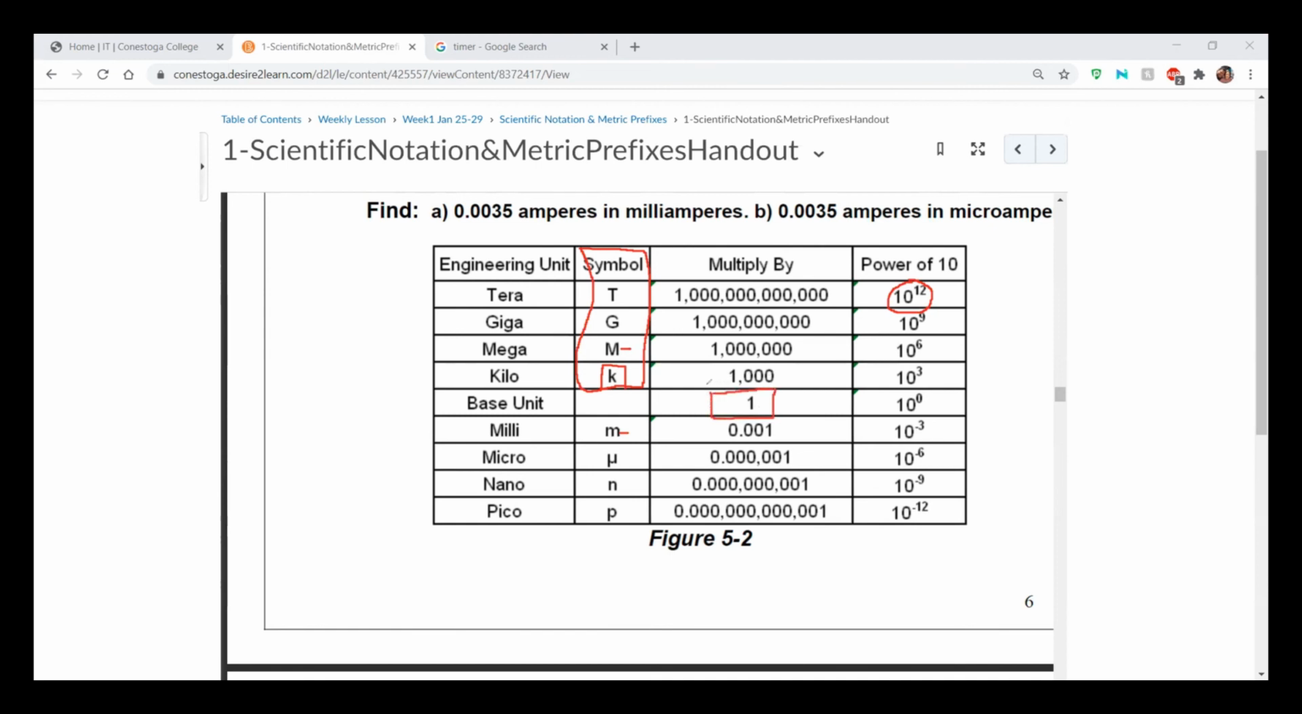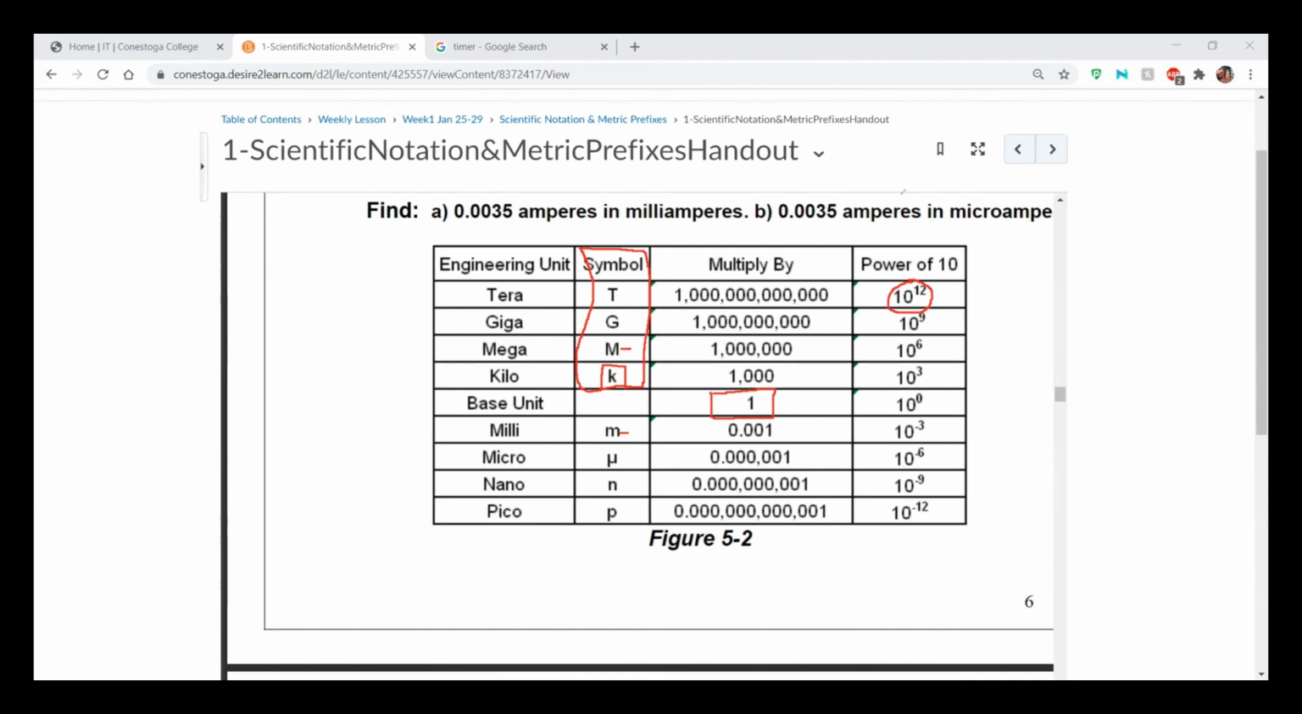Now, that being said, and being able to see this table from this point of view, we can start learning the difference between when we have to convert from the unit into big numbers or from the unit into small numbers.